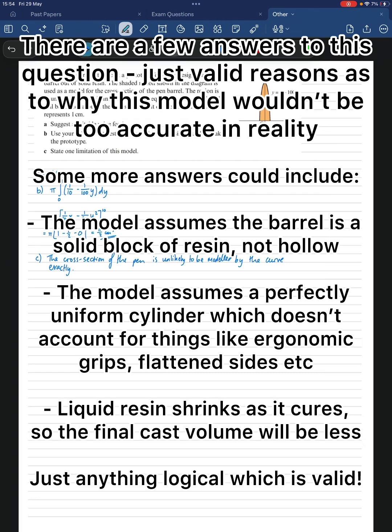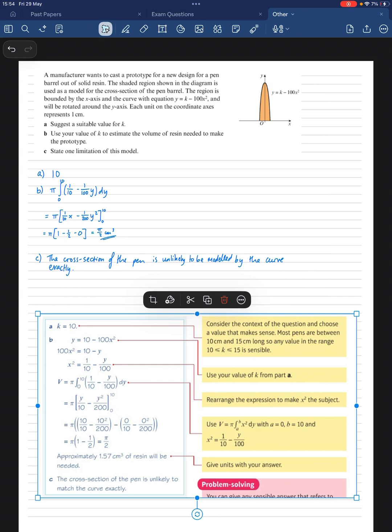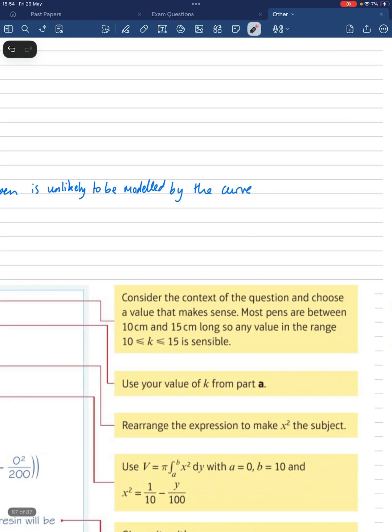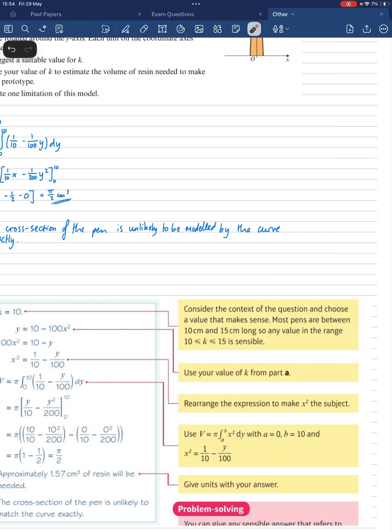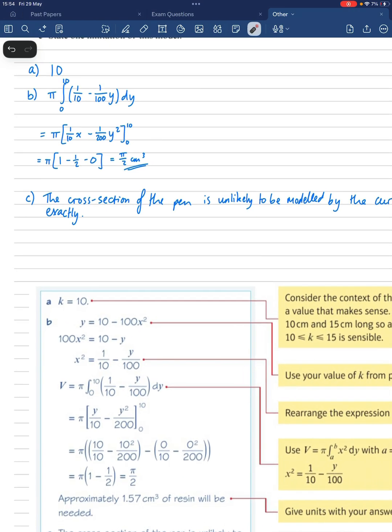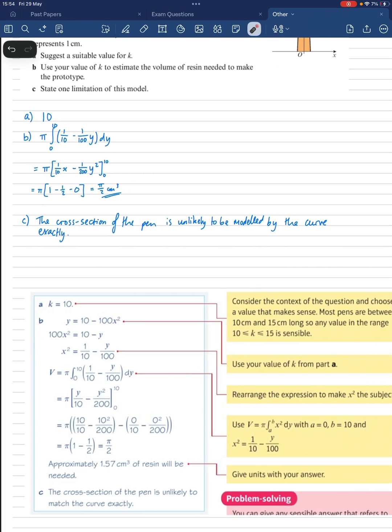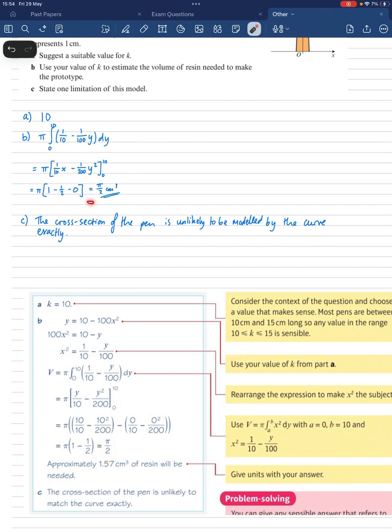Okay, now if we look at the answer over here, yep, they've chosen k is equal to 10, and the reason they've given is consider the context of the question and choose a value that makes sense. Most pens are between 10 and 15 centimeters long, so any value in the range k is between 10 and 15 inclusive is sensible. So you could have put 10, 15, any value between that. They also got the volume using 10 as pi by 2, which is what we got, and then the cross section of the pen is unlikely to match the curve exactly.